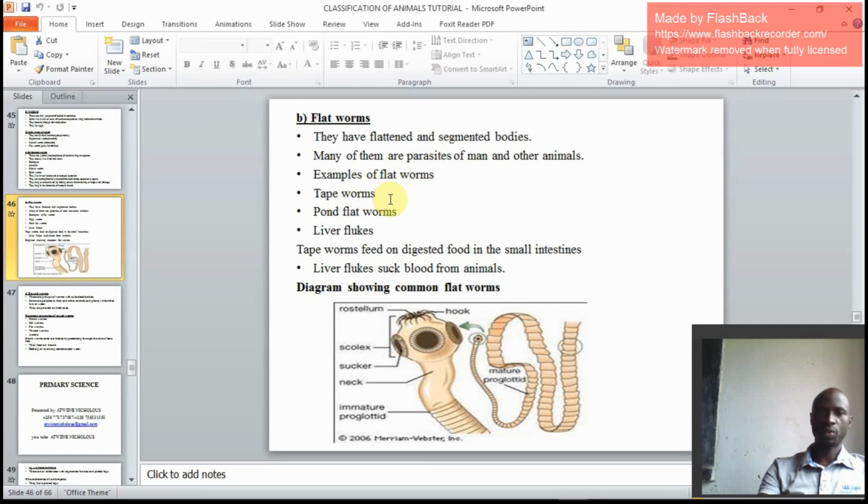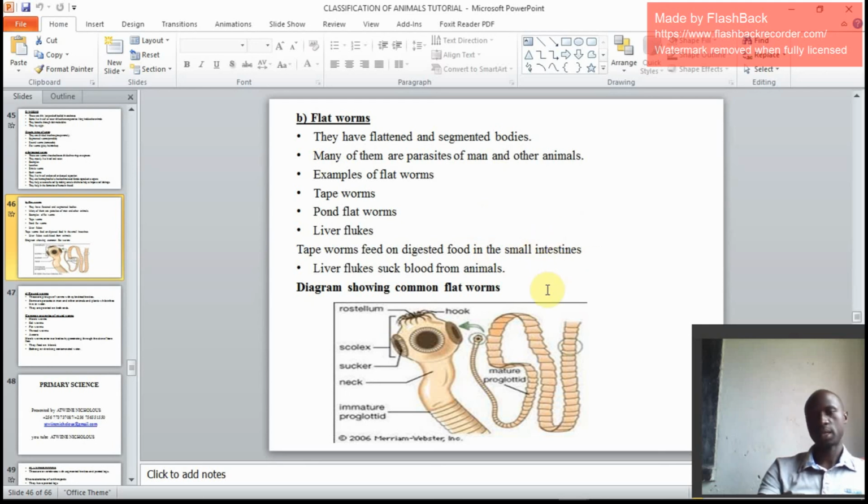Examples are tapeworms, pond flatworms and liver flukes. This one can affect domestic animals like goats and sheep. Tapeworms feed on digested food. We need to know the food these tapeworms feed on: digested food. And where do they stay? They stay in the small intestines.